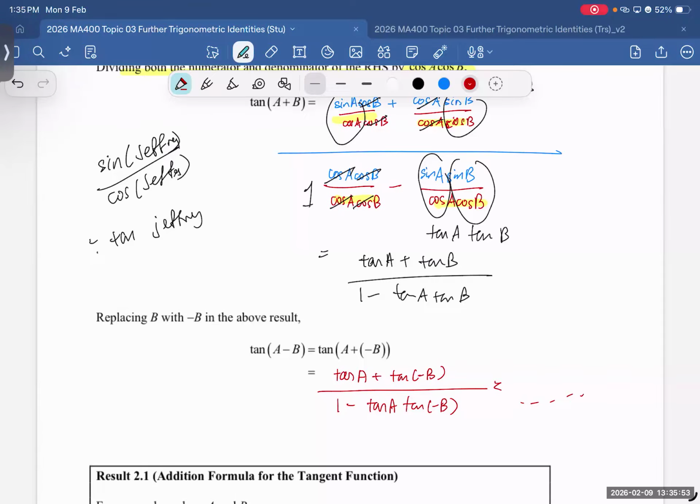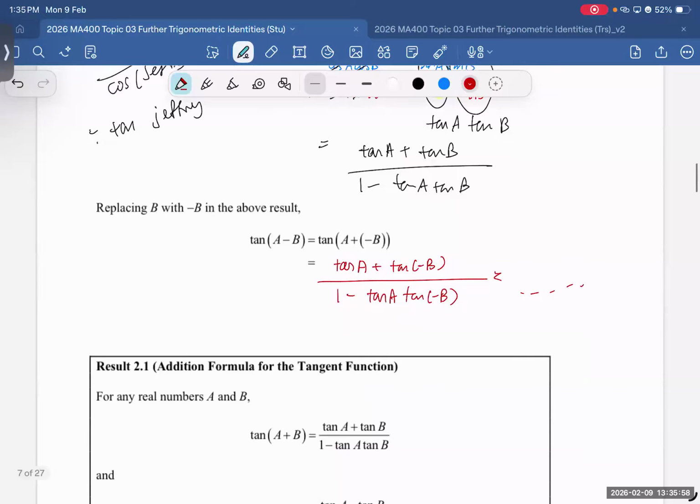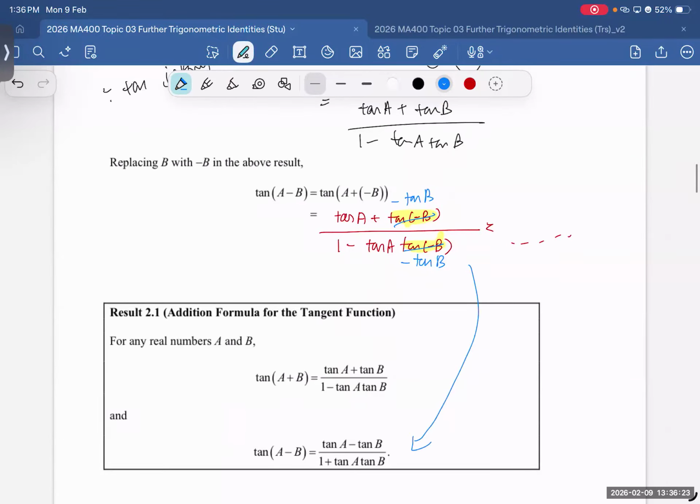So tangent negative B is the same as negative tangent B. You got it proven already? Managed to prove? Okay, so negative tangent B is the same as this part. You can cancel this and call it minus tangent B, right? This is minus tangent B. That is why you can get the formula here.